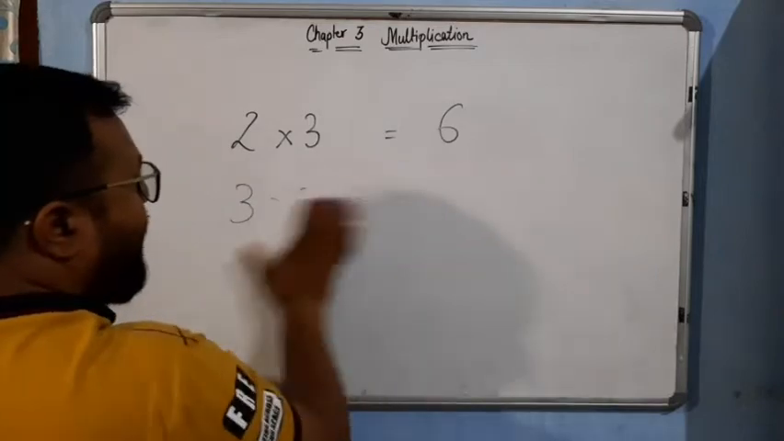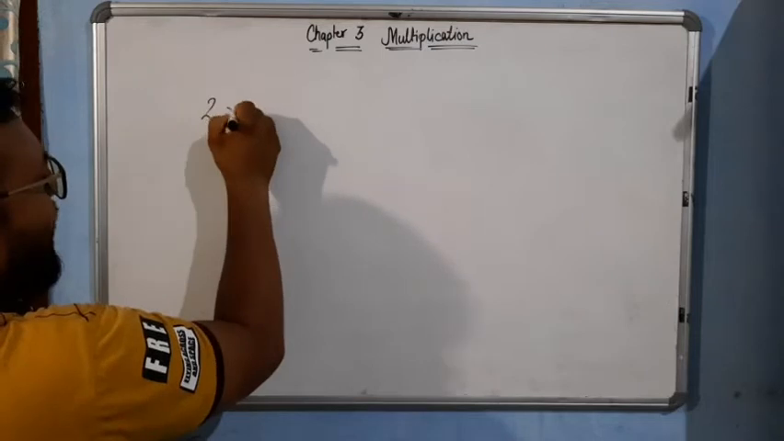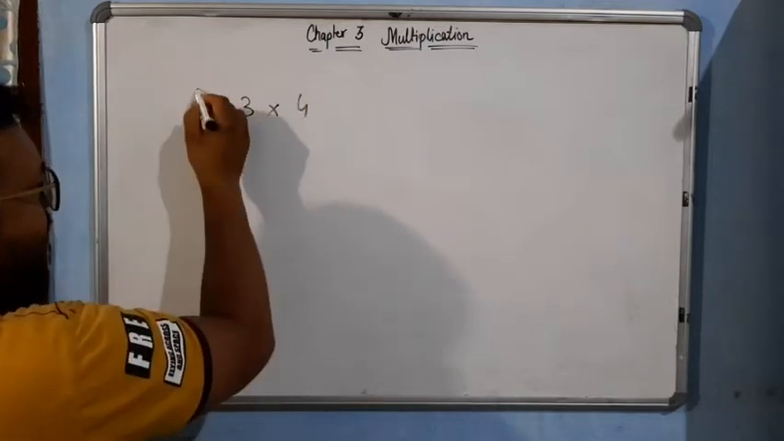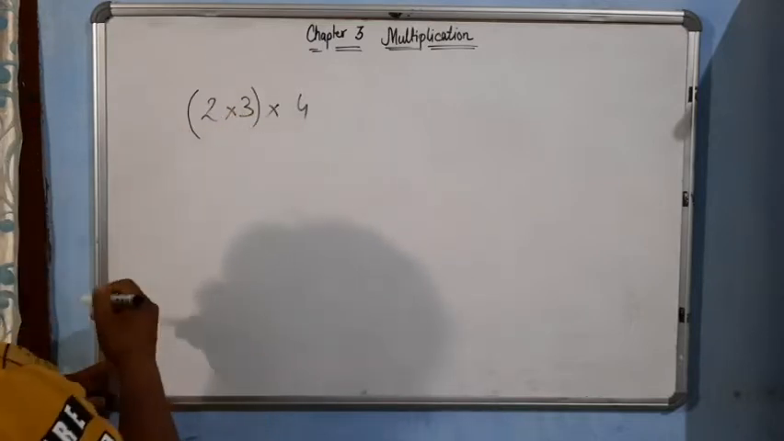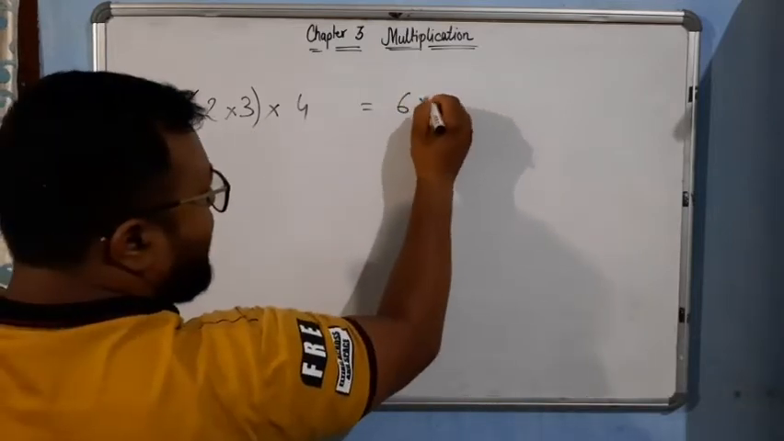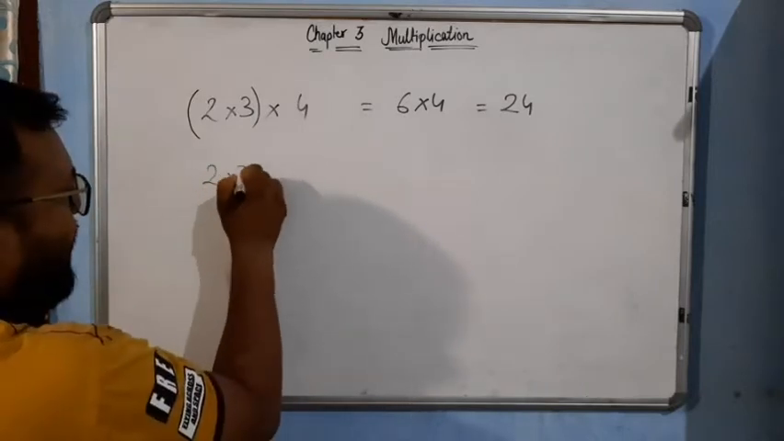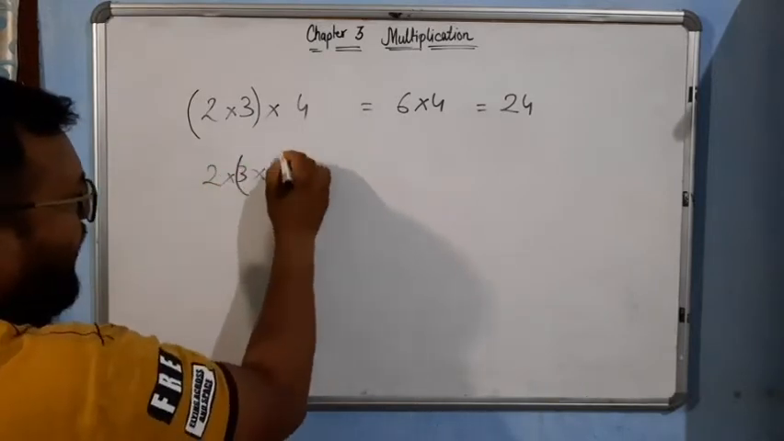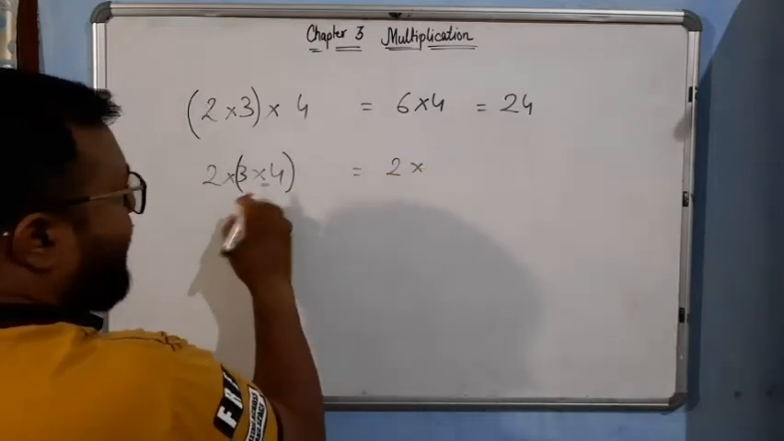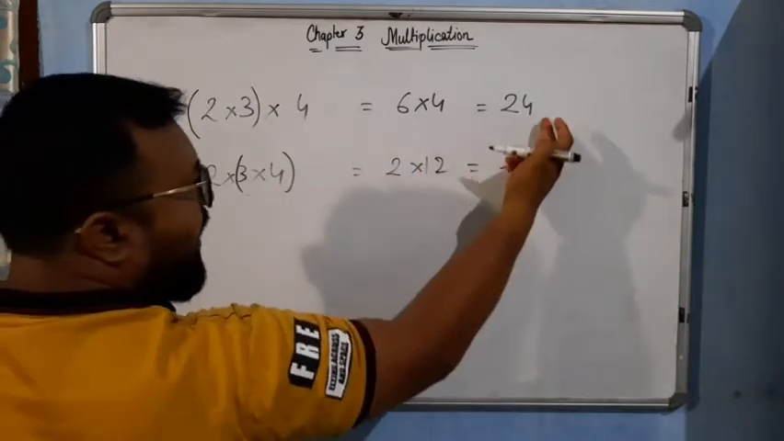Now we can multiply a group of numbers in any way. For example, suppose 2 into 3 into 4. If we multiply 2 into 3 first and then multiply it with 4, suppose 2 into 3 is 6, 6 into 4 is 24. Here also 2 into 3 into 4, you can multiply 3 into 4 first and then multiply it by 2. So 3 into 4 is 12, 12 into 2 is 24. It means, see, in both cases we are getting 24, 24.